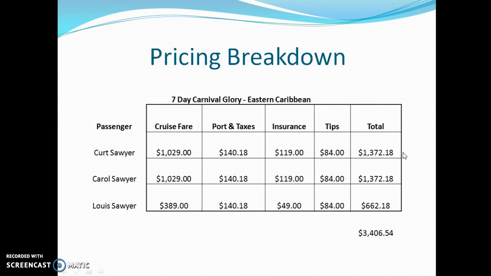Now, breakdown of pricing. So the cabin I selected, the cruise fare for passenger 1 and 2 was $1,029, and the third person was $389. If you were to add that up and divide it by 3, you would see that it meets the $819 per person average. Also included in your cruise price are port and taxes.